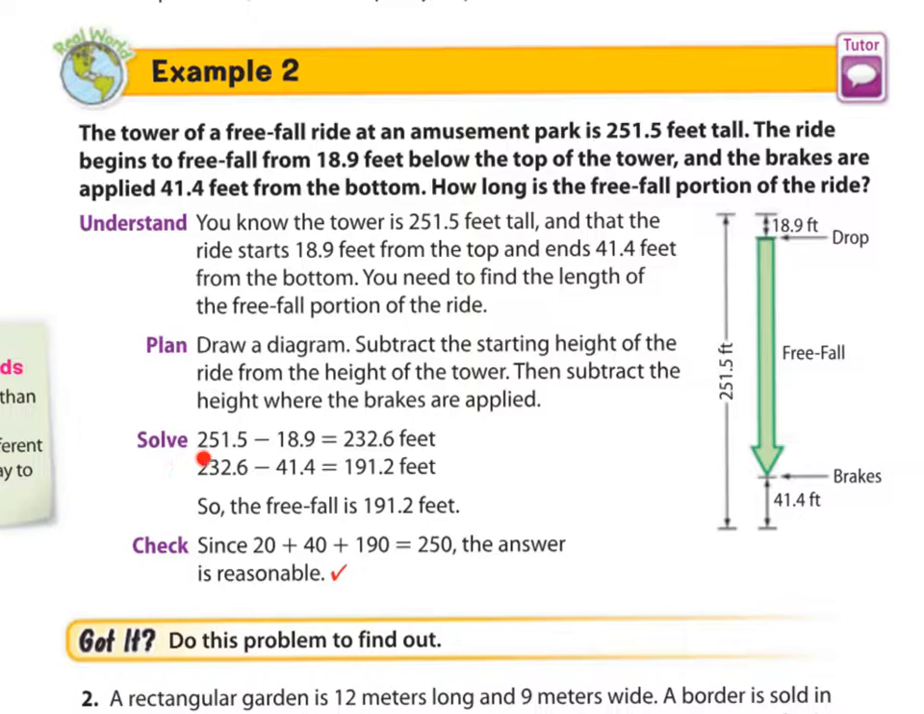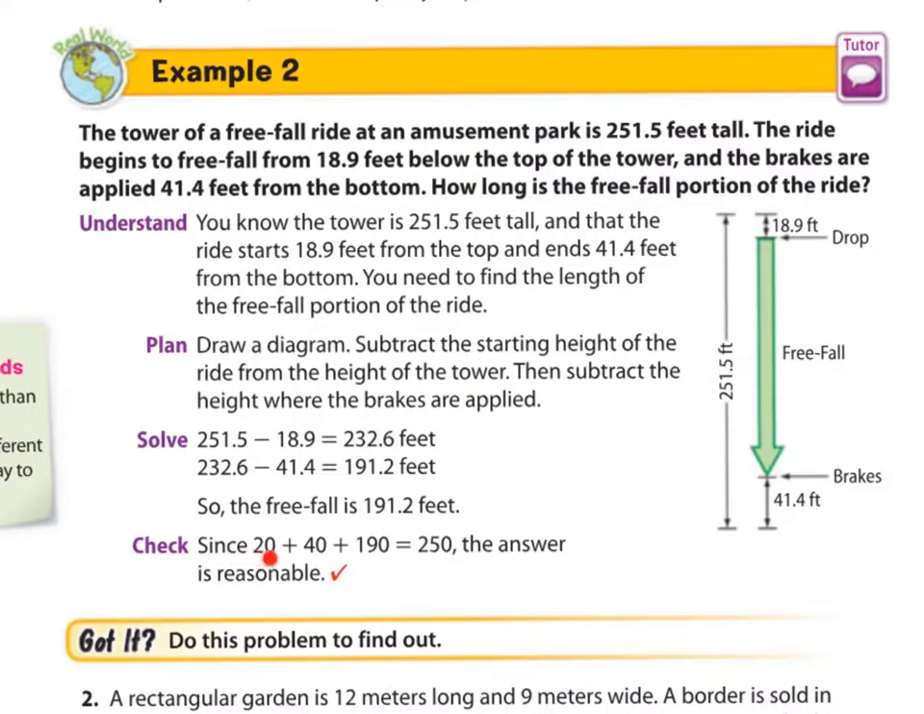So let's see, 251.5 minus 18.9 leaves you with 232.6. So from here all the way to the bottom, 232.6. So now we have to subtract this piece, right? So 232.6 minus 41.4 equals 191.2 feet. So the free fall is so on.